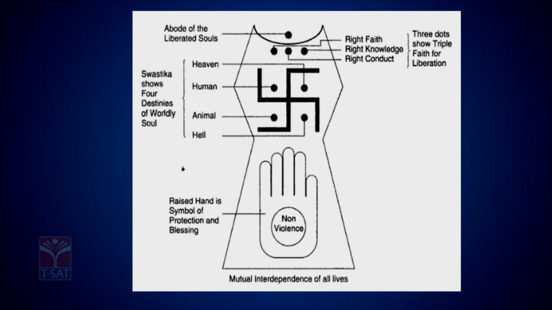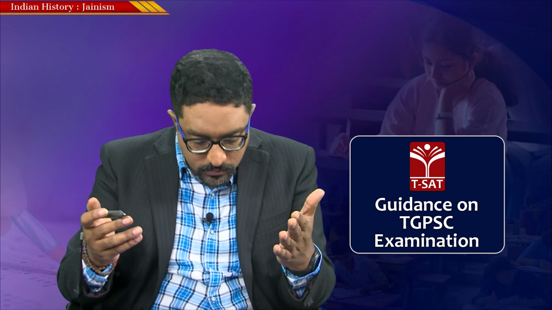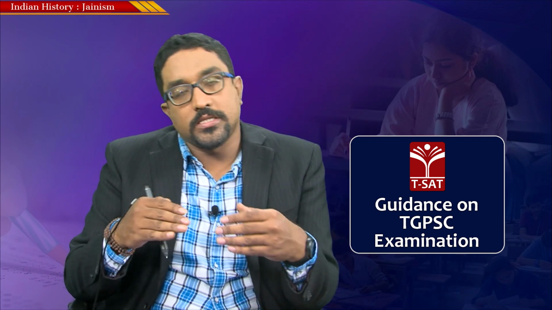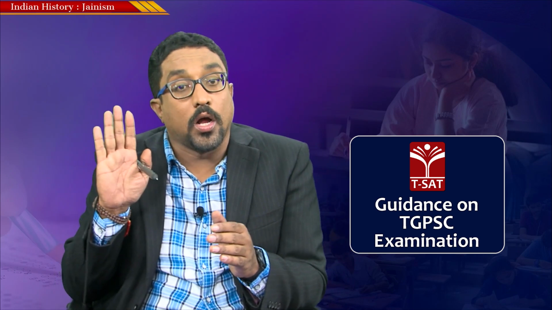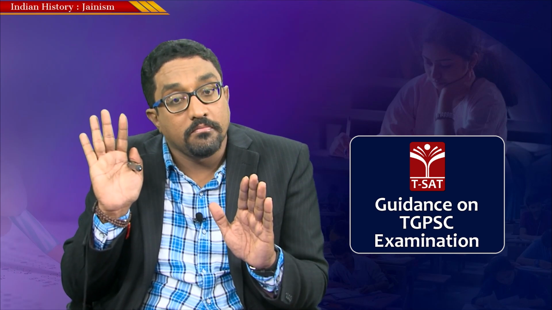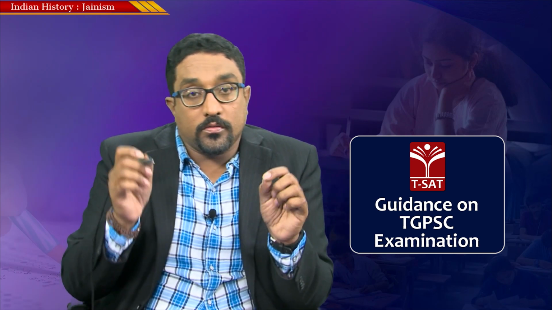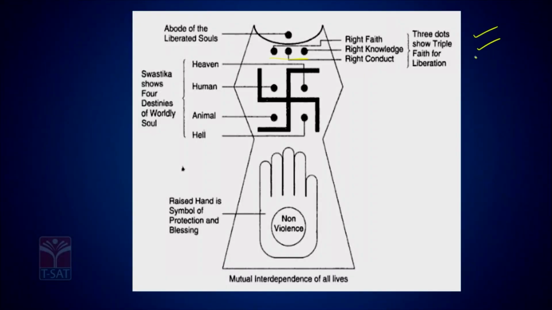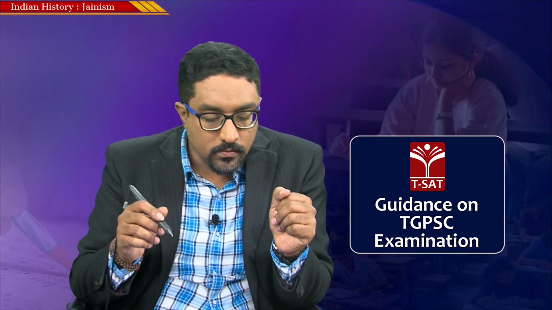In general, this is the Jain symbol. Jains have a symbolic representation for their religion. The raised hand in Jainism actually implies a mudra, the Abhay mudra: don't fear when I am here. The upper three symbols, the three dots, are the three jewels of Jainism: Samyak Jnana, Samyak Charitra, Samyak Darshana. We will be seeing that a little later in this session.